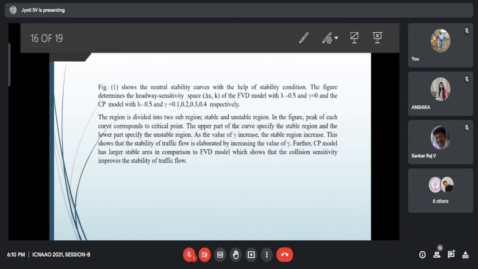The upper part of the curve specifies the stable region and the lower part specifies the unstable region. As the value of γ increases, the stable region increases. This shows that the stability of traffic flow is enhanced by increasing the value of γ. Further, the CP model has a larger stable area in comparison to the full velocity difference model, which shows that collision sensitivity improves the stability of traffic flow.